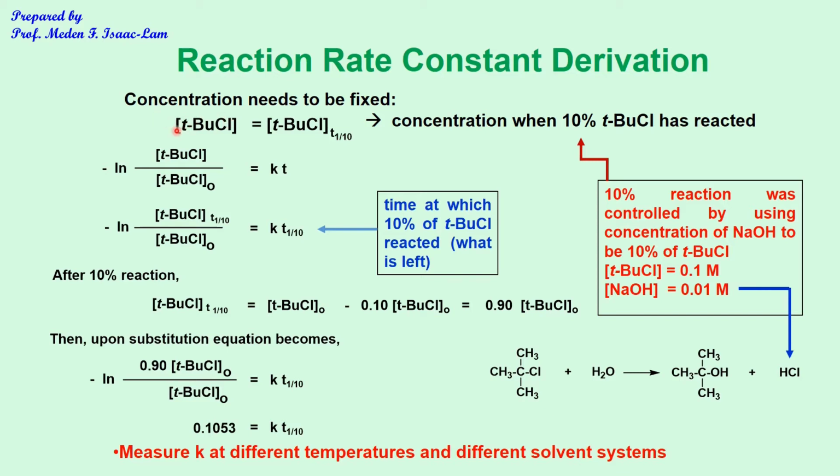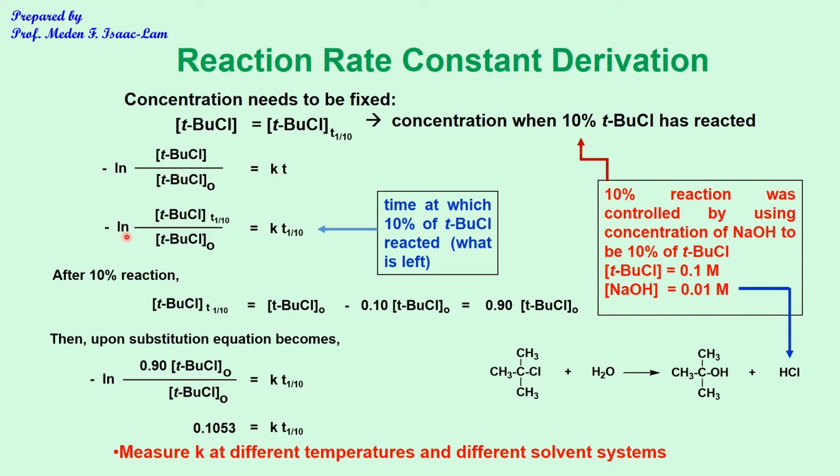The concentration of tert-butyl chloride at time t is equal to the concentration of tert-butyl chloride when 10% of it has reacted. This equation was shown in the previous slide. We are now going to substitute the numerator, which is the concentration of tert-butyl chloride at time t, with a specific concentration, which is the concentration of tert-butyl chloride when 10% of it has reacted. This expression now becomes the expression below.